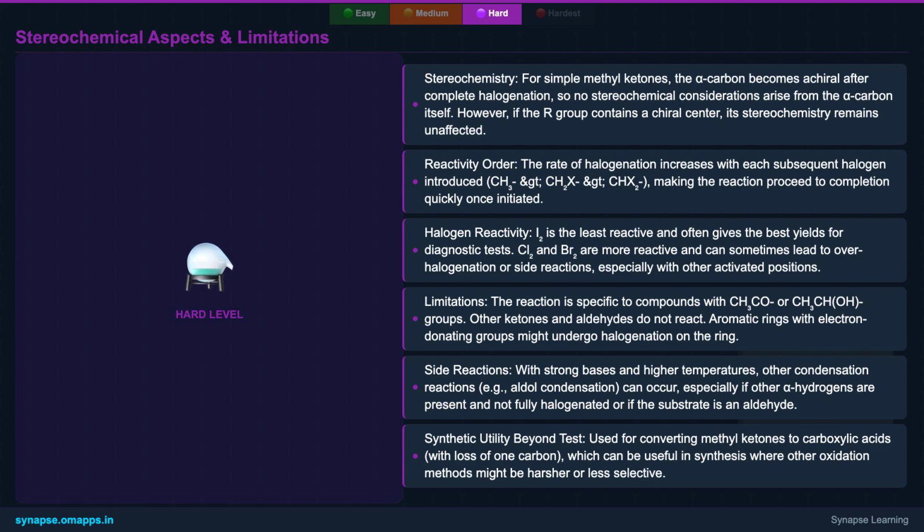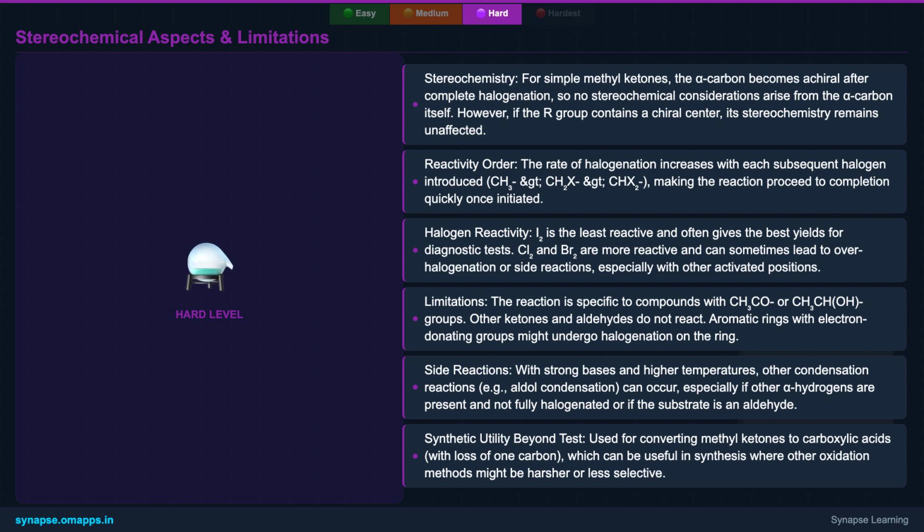The reactivity order of halogens is important. I2 is generally less reactive but provides cleaner results for diagnostic tests due to easier isolation of the solid iodoform. Cl2 and Br2 are more reactive and can sometimes lead to side reactions or overhalogenation.